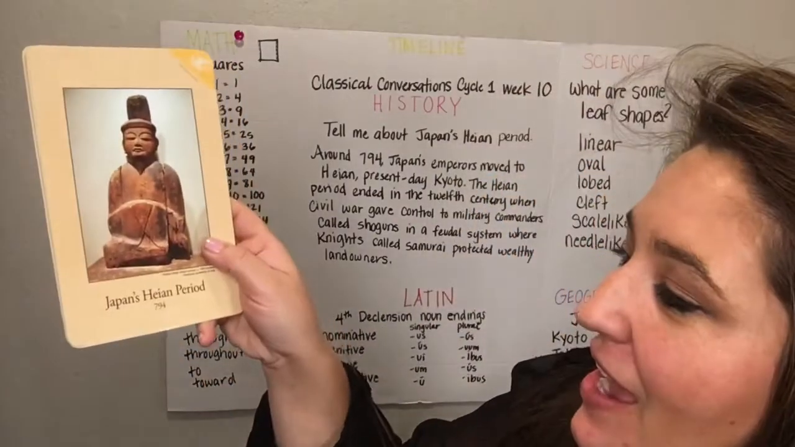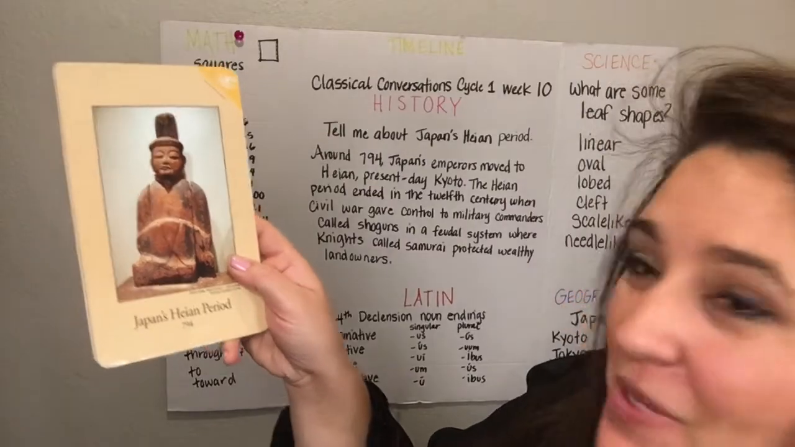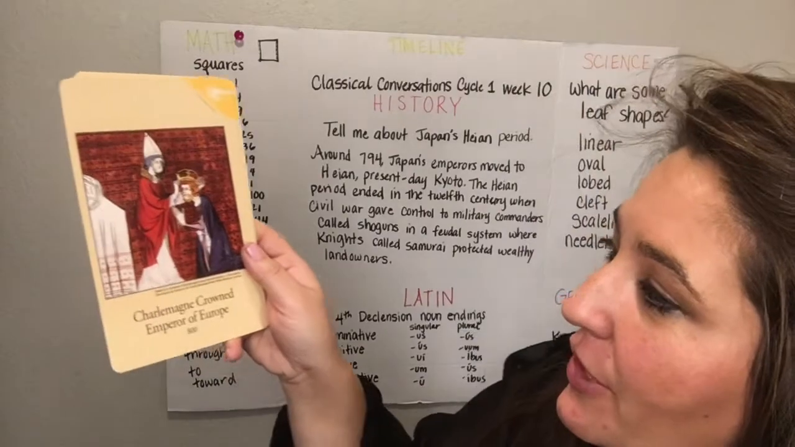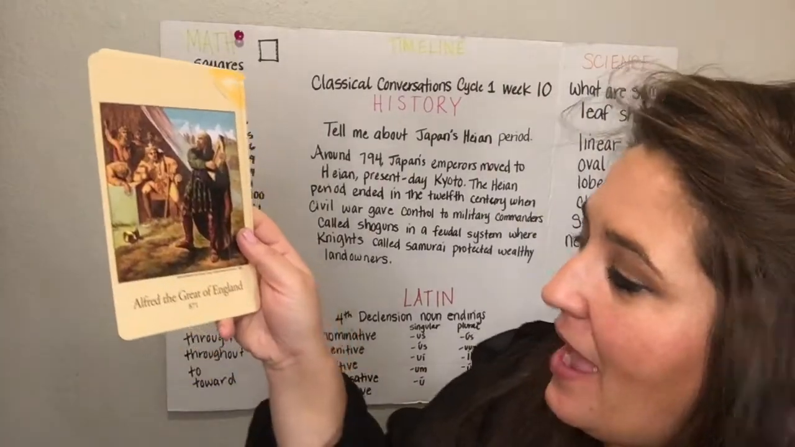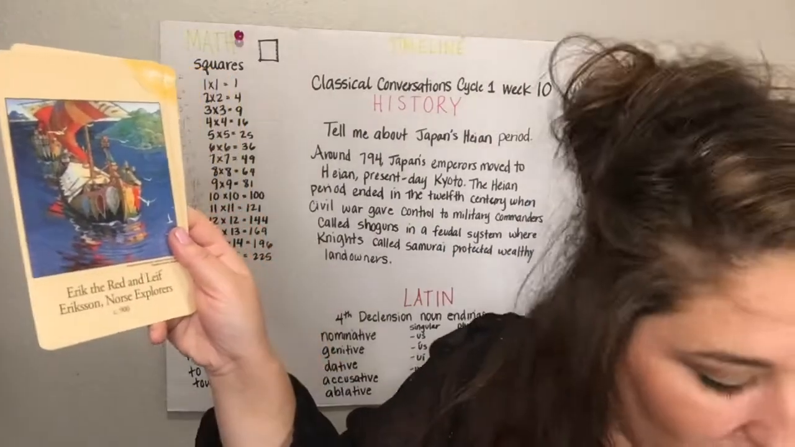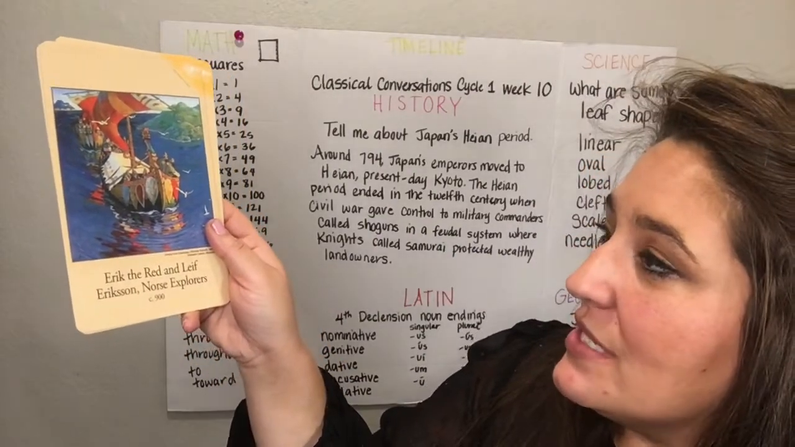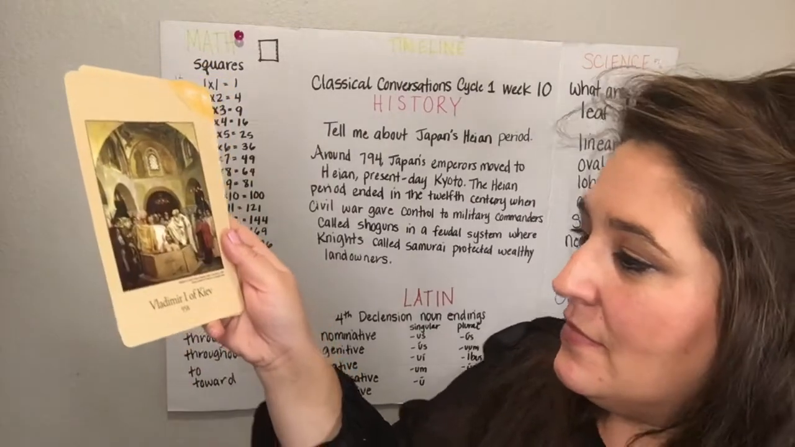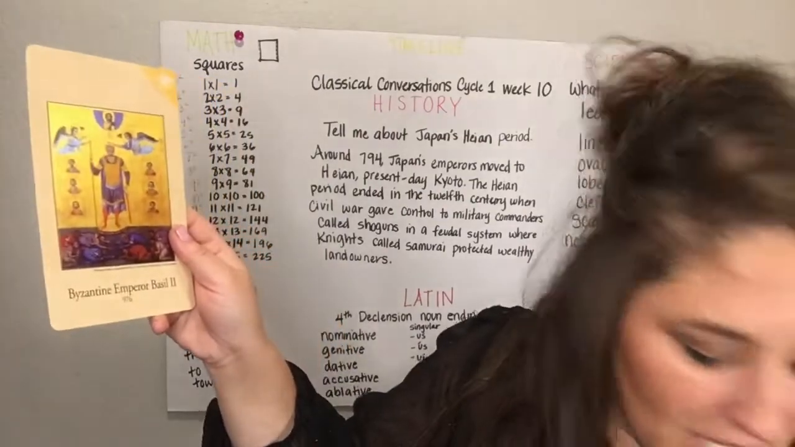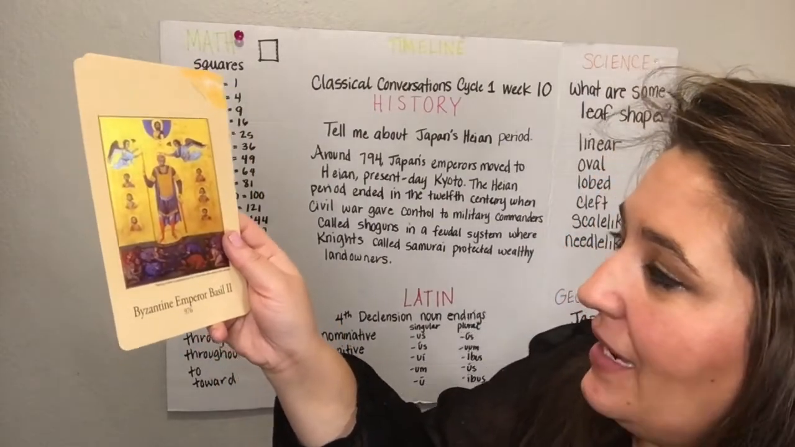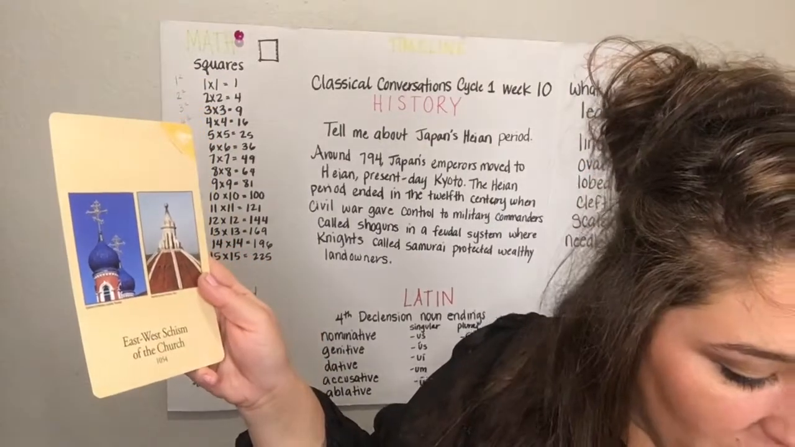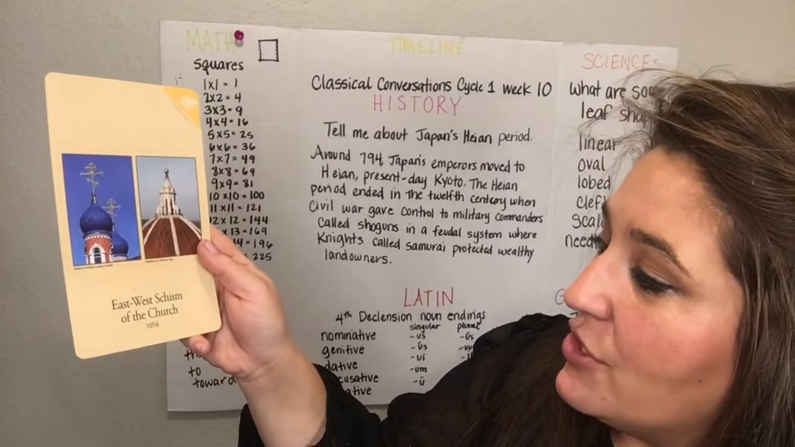For timeline, we have Japan's Heian period, Charlemagne crowned Emperor of Europe, Alfred the Great of England, Eric the Red and Leif Erikson, Norse explorers, Valdemar I of Kiev, Byzantine Emperor Basil II, 1000 AD, East-West Schism of the Church.